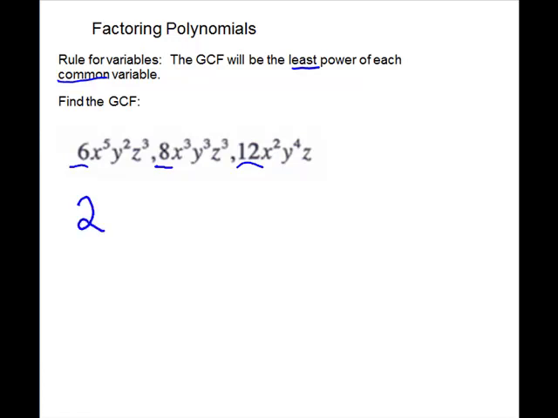For the X's, first term we have 5, second one we have 3, third one we have 2. You have to go with the lowest, so it will be an X squared. Third, we'll go with the Y's. So we have Y squared, Y cubed, Y to the 4th. Go with the lowest. It will be Y squared. And for the Z's, we have Z cubed, and Z to the 1st. It's going to have to be Z to the 1st. And that is our GCF.